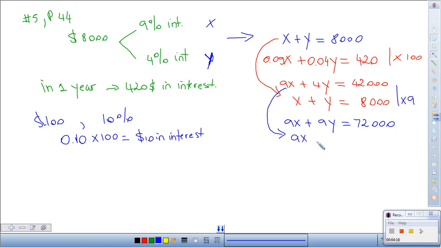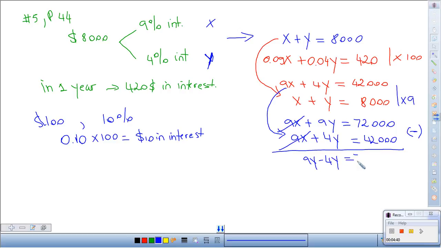And then I'm going to copy that first equation back here. It's 9x plus 4y equals 42,000. Since the x's have the same coefficient and also the same sign, I am subtracting that second equation from the first one, and the first terms are eliminated, and I am left with 9y minus 4y equals 72,000 minus 42,000. 5y equals 30,000. Y equals $6,000.